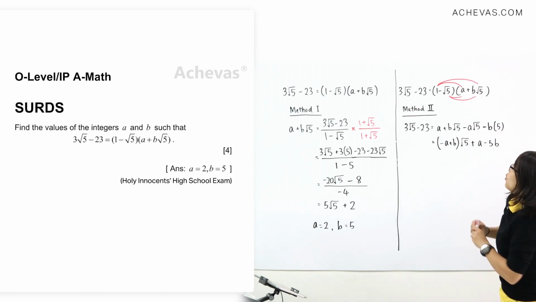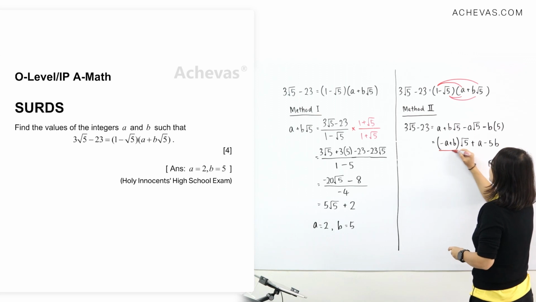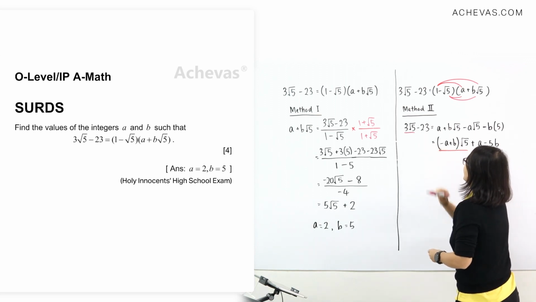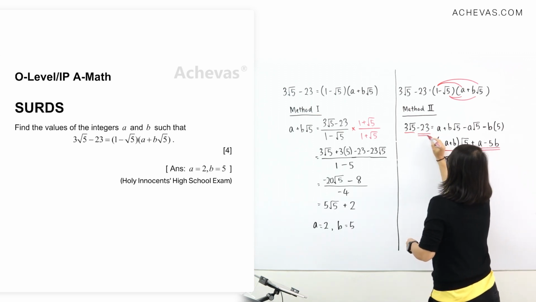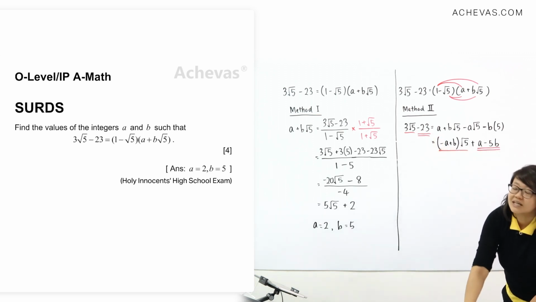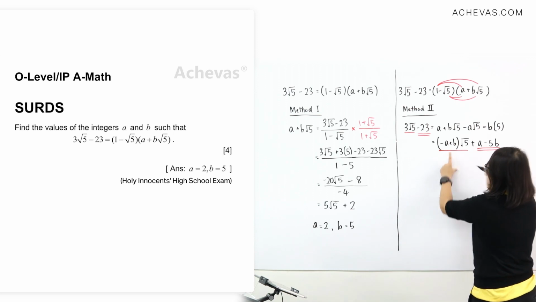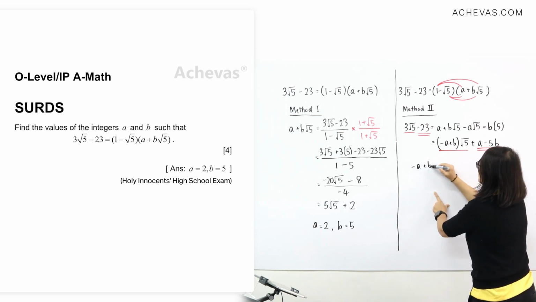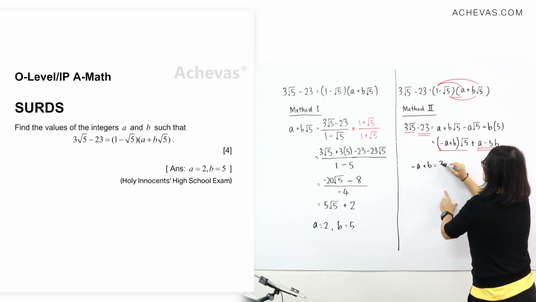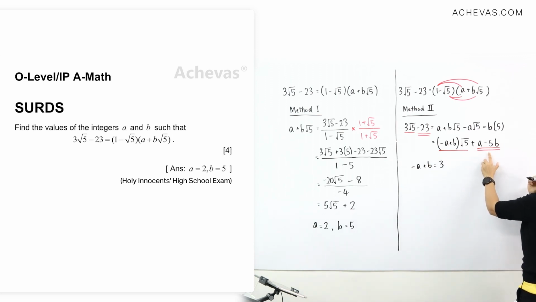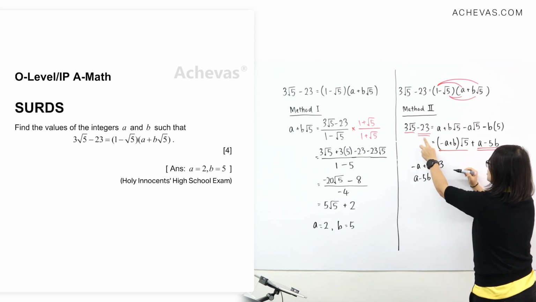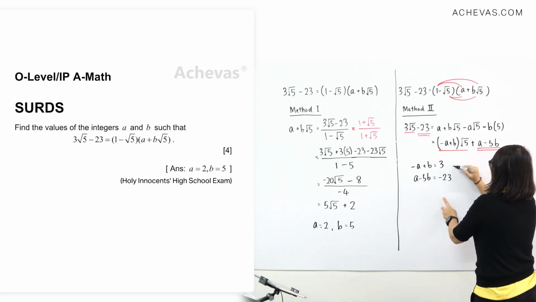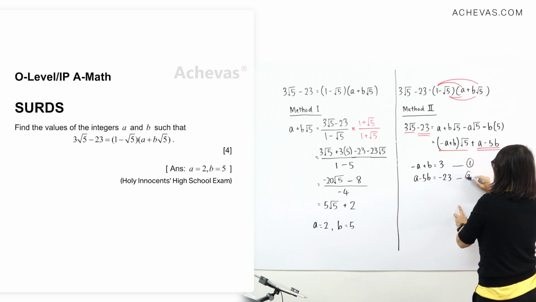And next step, we're going to do the same thing, comparing irrational with irrational part and comparing integer, which is the rational part, which is this one here. So next step, I will have this: −a + b equals 3. And this rational part, a − 5b must be equal to −23. I have equation 1, equation number 2.